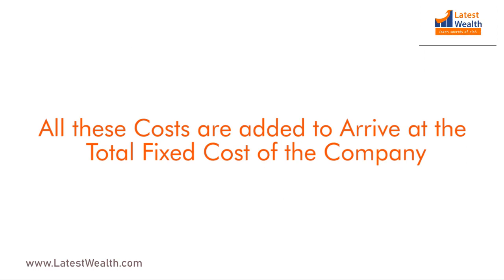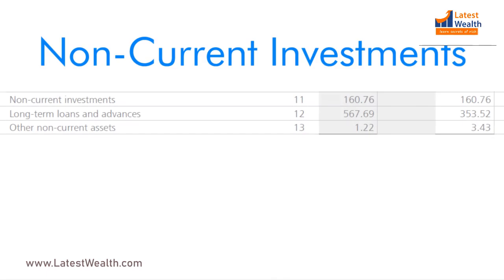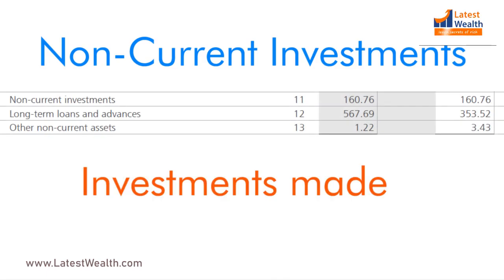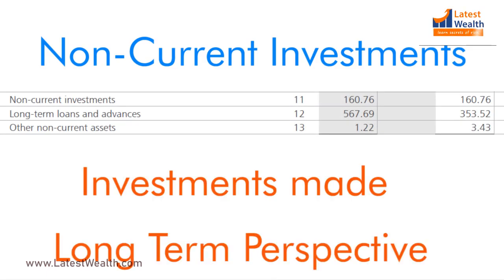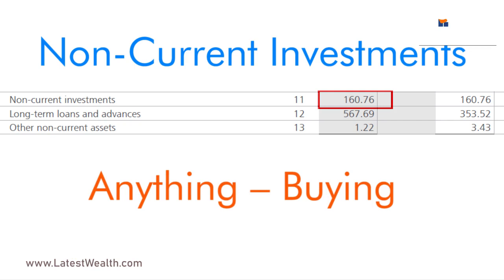Now let us go into the next, non-current assets. Like non-current liabilities, here we have non-current assets. Besides fixed assets, under non-current assets, there are other line items. Just look here. Non-current investments are investments made by ARBL with a long-term perspective. This stands at 16.07 crores.